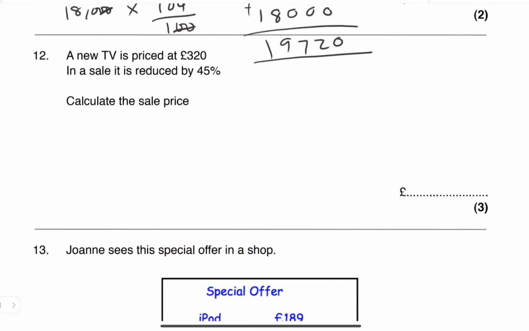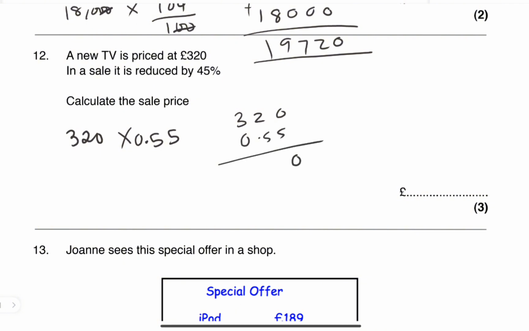A new TV is priced at £320. In a sale it is reduced by 45%. So calculate the selling price. Easy. That will be 320 times, if you take away 45 from 100, that will be 55%. So that is 0.55, which is the same thing as 320 times 0.55.